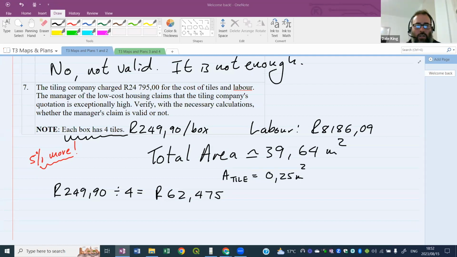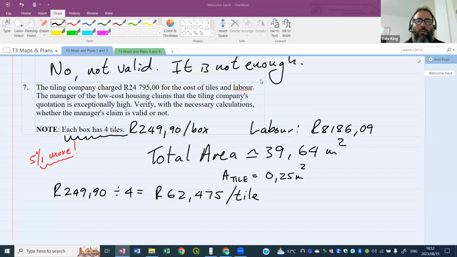Okay, so we know how much it costs for a tile. This is a price per tile. We still don't know how many tiles we need. We know there's an area of 39.64 square meters to cover, and each tile is 0.25 square meters. So how many tiles do we need? We've got 39.64 square meters to cover with tiles that are 0.25 square meters each.